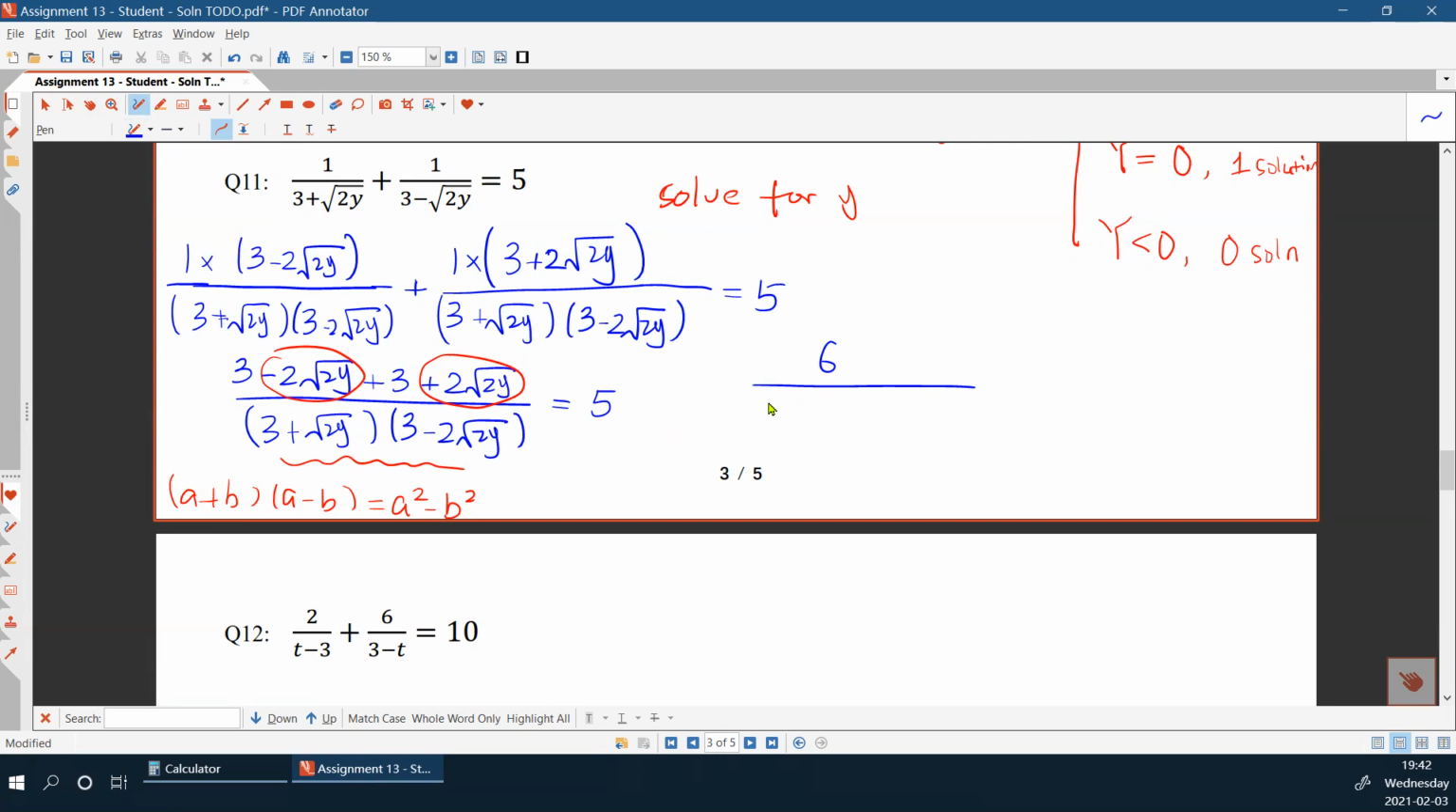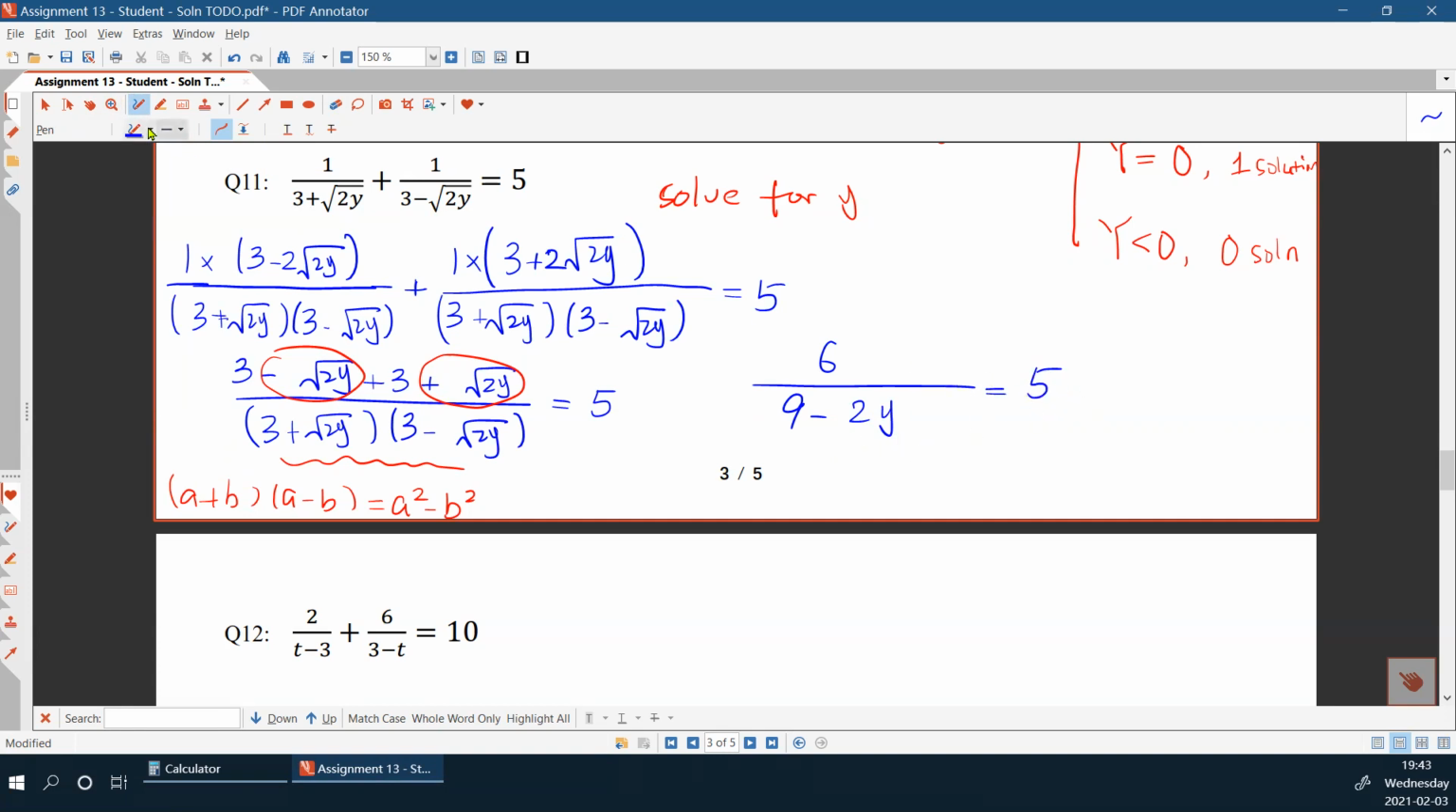So the denominator becomes 9 minus how many? Oh, sorry, I made a mistake. There's no 2. Okay, now it's correct, right? Okay, so the denominator becomes 9 minus 2y, right? And equals 5 on the other side.